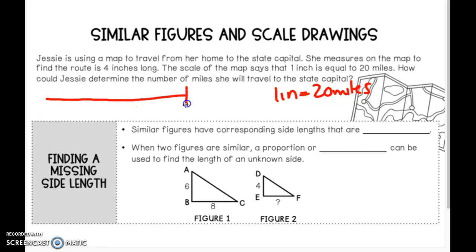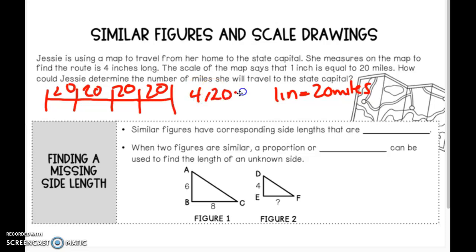Well, let's draw a picture. Say we have 4 inches. So we have 1 inch, this would be 20 miles. 20, 20, and 20. So if we have 4 inches times 20, it would be 80 miles to the capital. Okay, so there's an image, a picture, so if it doesn't come to you right away, draw the picture.